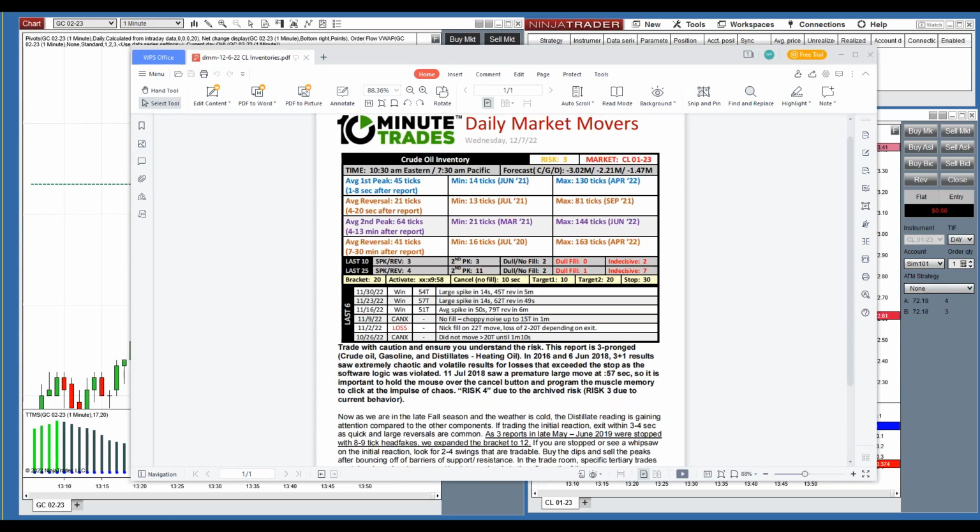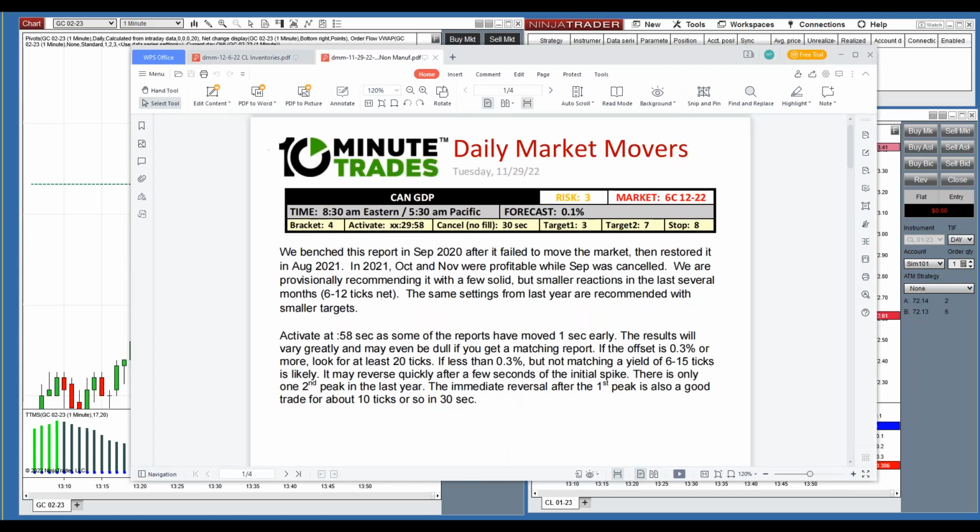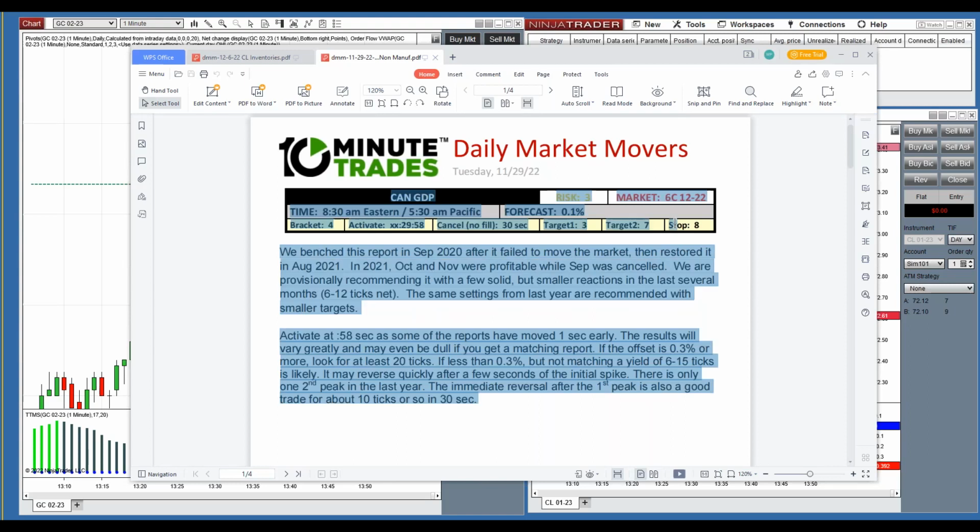So bear with me. This was not what I was planning to cover, but this is a great subject, and I'll do the calendars also. This is a great subject. But here's a current DMM, Canada GDP. And as much as possible, we try to tell you what's going on, right? That's what the text is for.